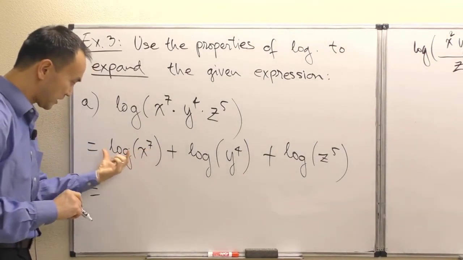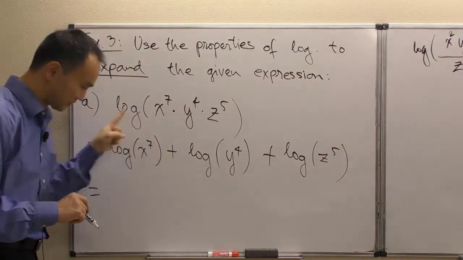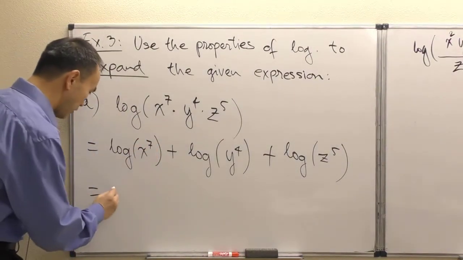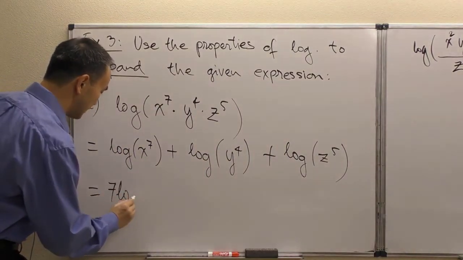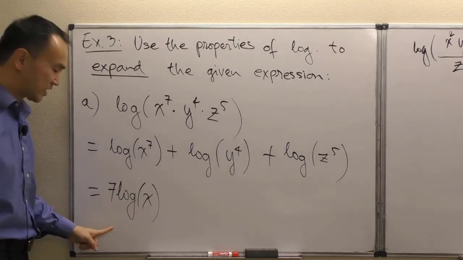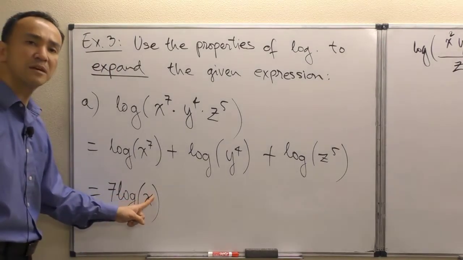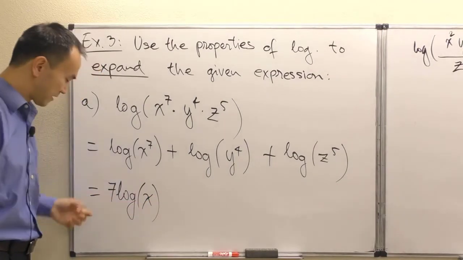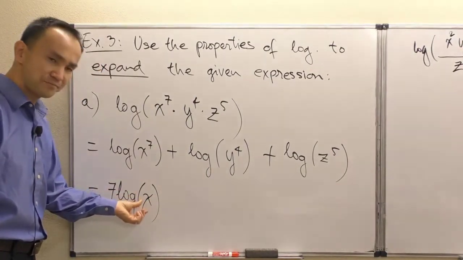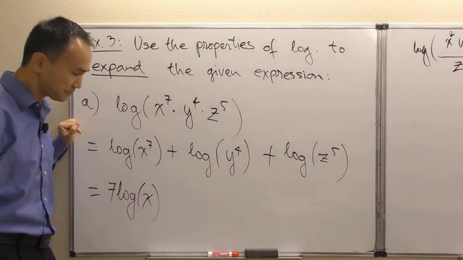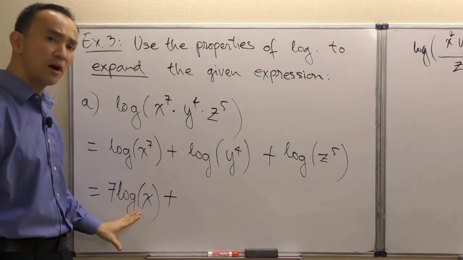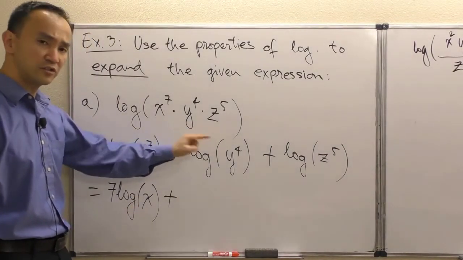For the first term, it's log base 10 of x to the 7. Now I'm going to bring that 7 to the front to make it a coefficient. So now it's going to be 7 times log of x. Right from rule number 6, the power inside the log becomes simply power 1, but now we have a coefficient. So it's 7 times log base 10 of x. Then it's going to be addition, and I know I'm done with the first term. Now I'm moving on to the next term.